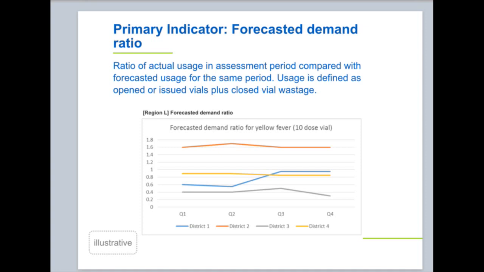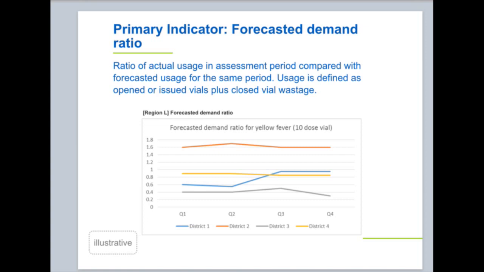This district here could actually be the gray line below, which is using less than they are forecasting. We also see here the red line, or orange in this picture, that is using much more than they are forecasting. So what could it be? It could be that they are having too much wastage. So looking at the closed vial wastage is also one of the primary indicators that we are proposing.